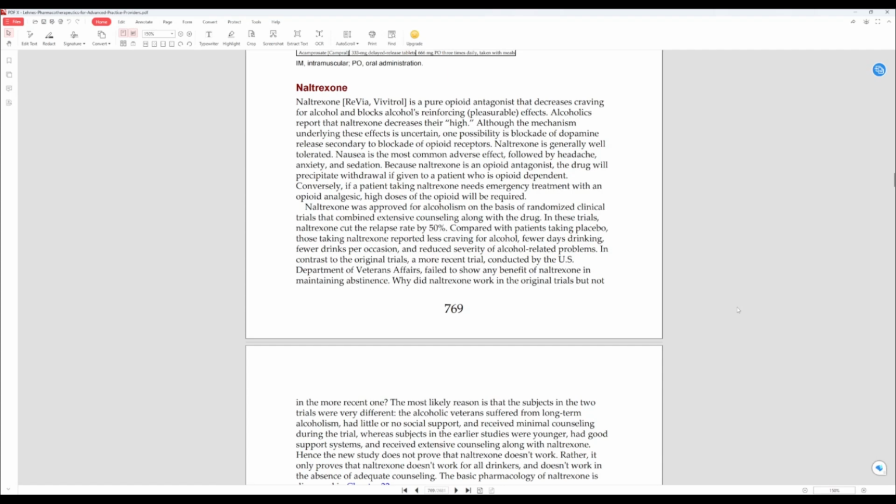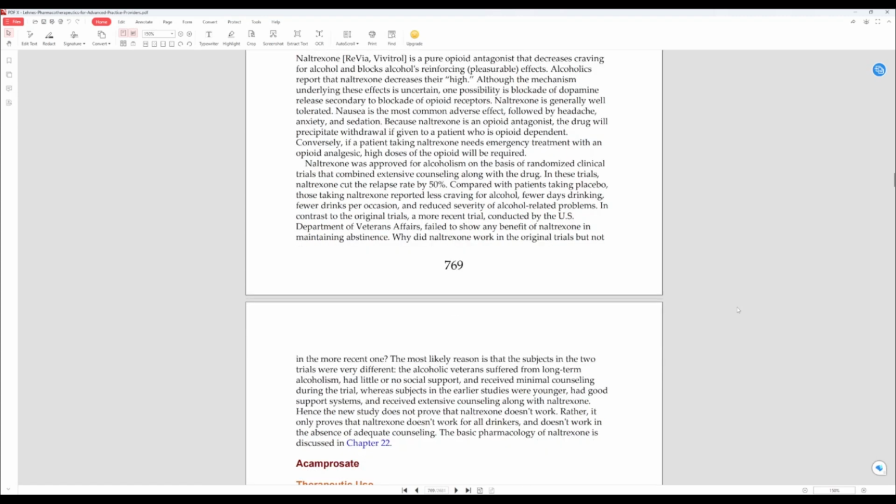Naltrexone is generally well tolerated. Nausea is the most common adverse effect, followed by headache, anxiety, and sedation. Because naltrexone is an opioid antagonist, the drug will precipitate withdrawal if given to a patient who is opioid dependent. Conversely, if a patient taking naltrexone needs emergency treatment with an opioid analgesic, high doses of opioids will be required.